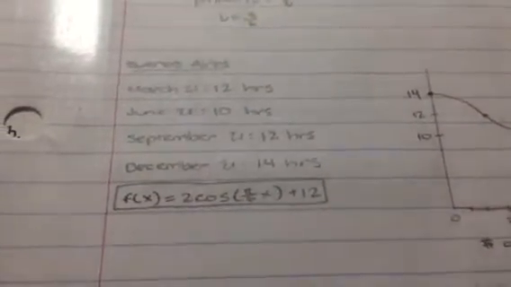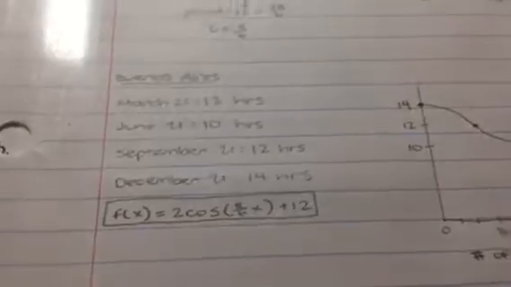It is 2 cosine(pi over 6 x) plus 12, and as you can see, it is basically the same thing as the one for Shanghai, except it's flipped, which is why this one is positive now. So I flipped the sign, and it starts at the maximum here, as you can see. So it's basically the same, but just flipped.